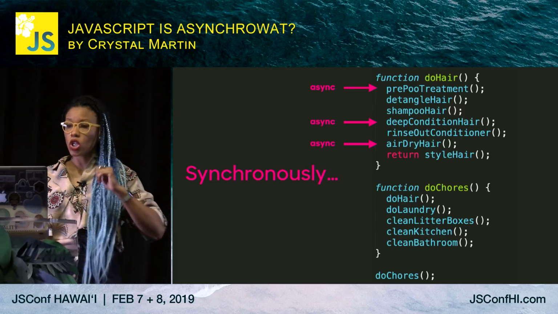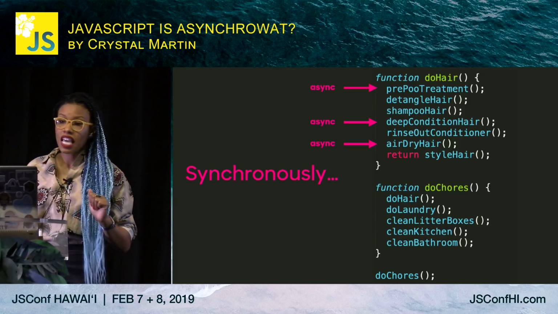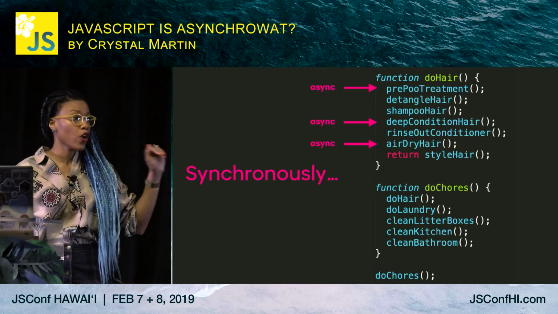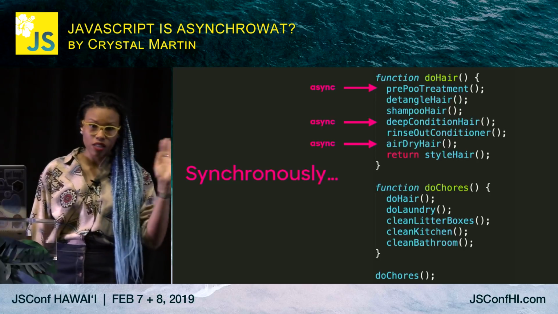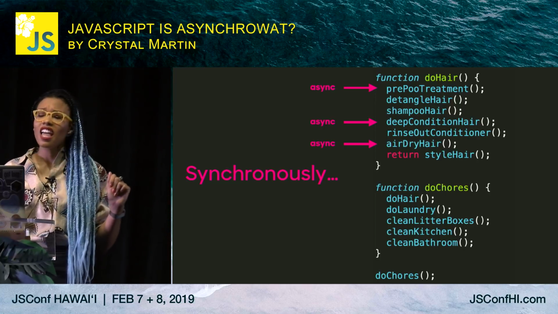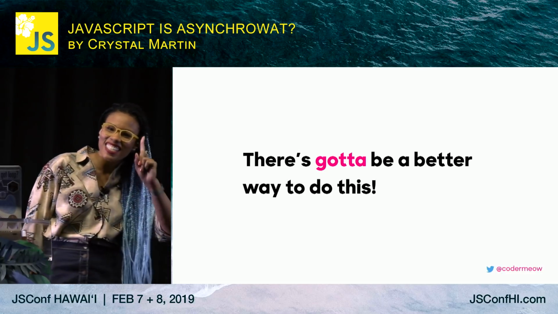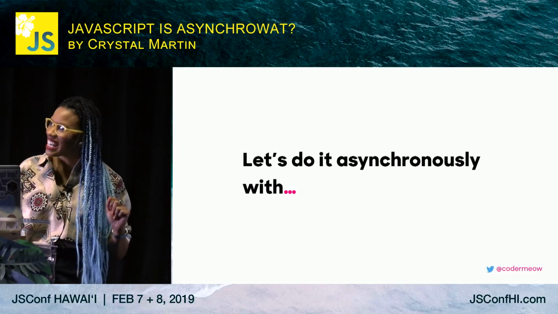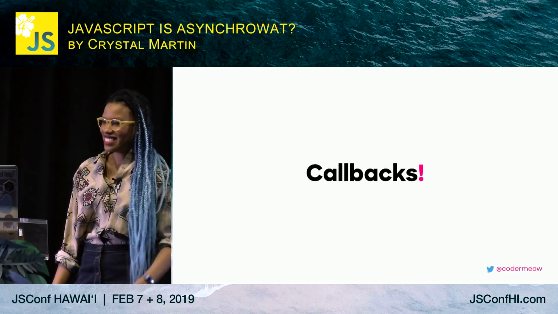even more time. So looking at the do chores function again here, I have 3 asynchronous processes, and it would take forever before I started doing anything else. Cleaning the litter boxes, doing laundry, any of that. So there's got to be a better way to do this, right? And there is, thanks JavaScript. Let's do it asynchronously with callbacks.